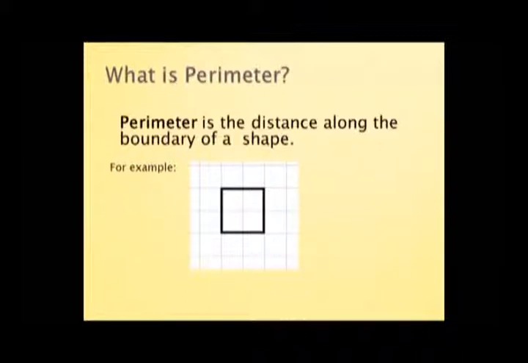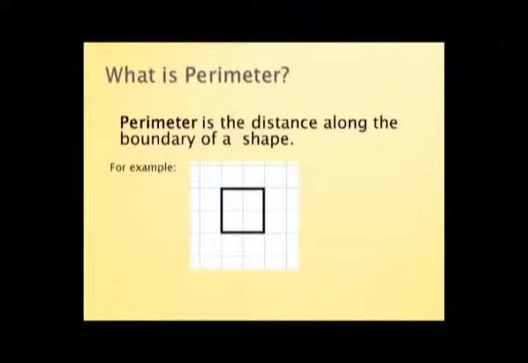For example, if you notice here, we have a grid paper. On this grid paper, we have a shape which represents a square. Now, if you look at the square, you'll notice that it occupies some of the squares on the grid paper. Let's see if we can use our definition to find what the perimeter for this square is. Remember now, perimeter is the distance along the boundary of the shape.